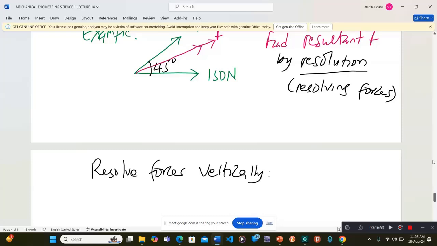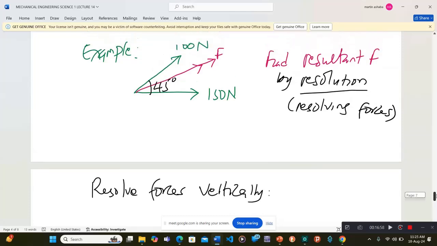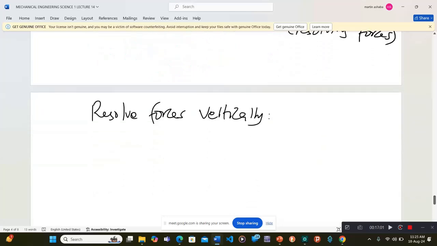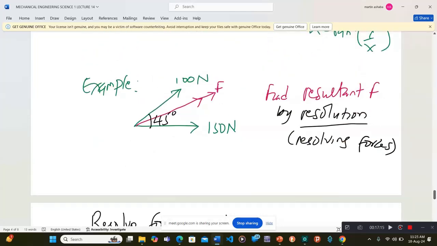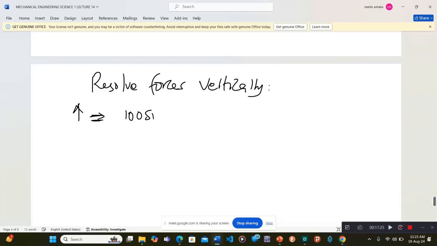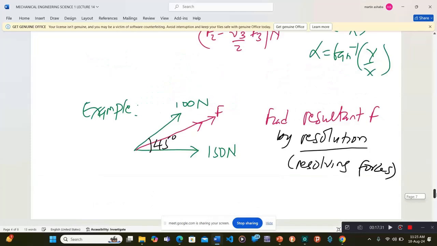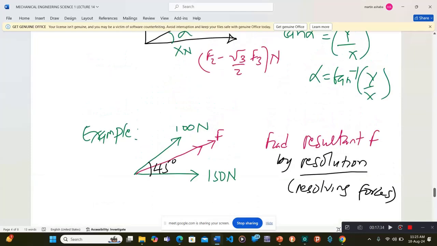It is 45 degrees, and I want to get the components of those forces. So the vertical component will be 100. Can you tell me the vertical component of this force? It is 100 sine 45 degrees. Now plus, why positive? Because it is pointing vertically upwards.